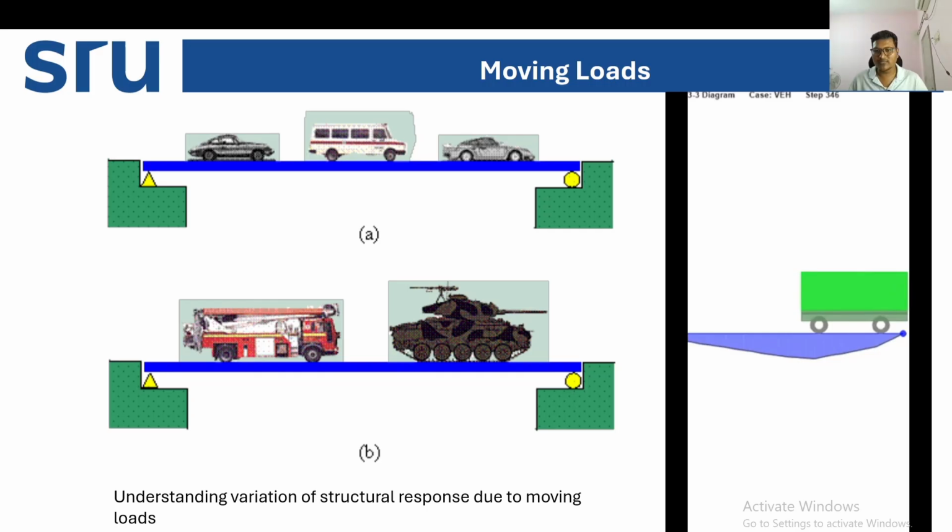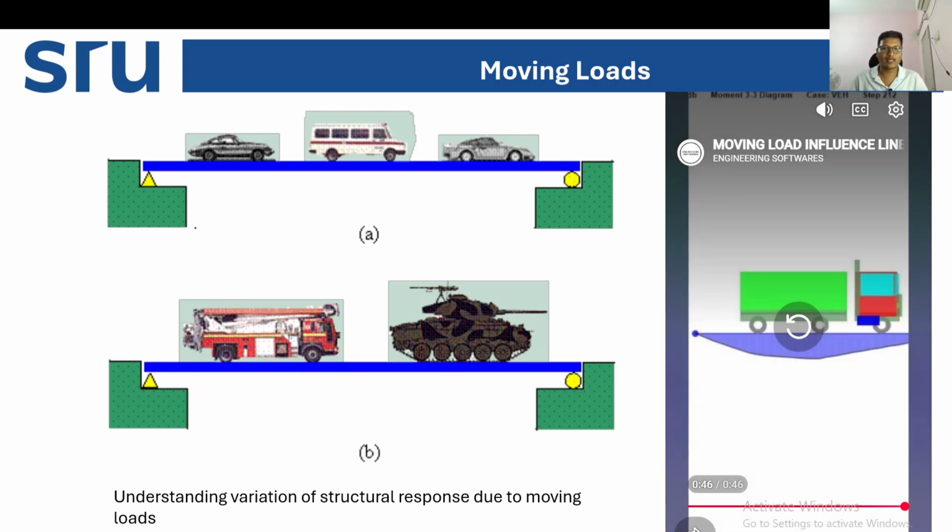initially when the load was there, the response was, let's say, this bending moment diagram. So the bending moment diagram is changing as the load is moving. That means the response is changing. It is not constant, right? So what were we calculating before?